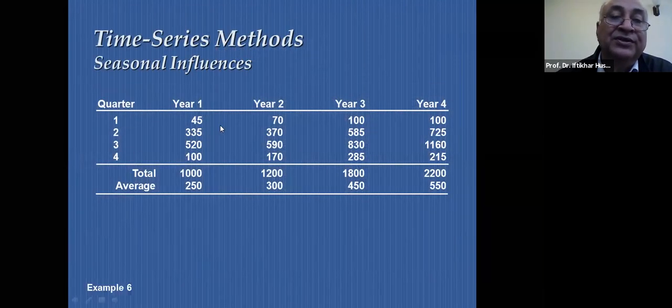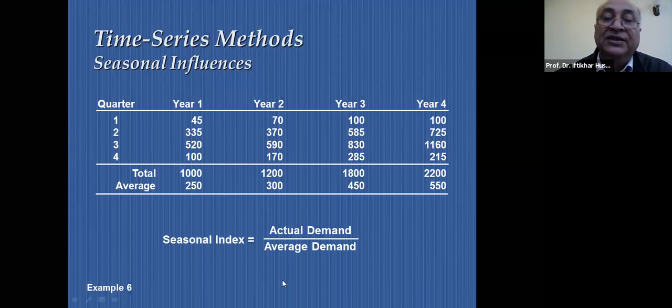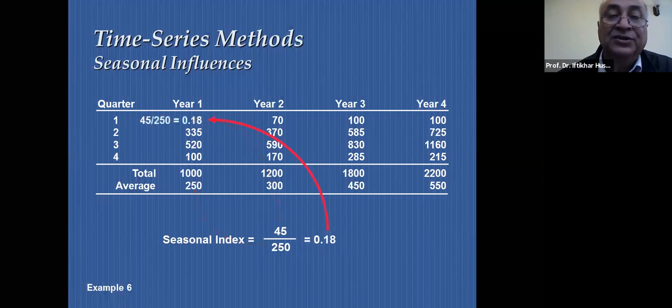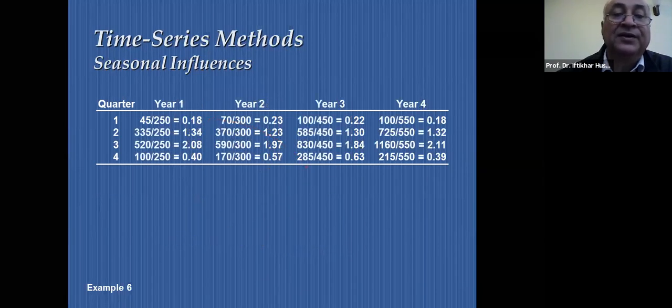So these are quarters, year-wise data, their total, their average, this divided by 4, 250, similarly year 2, year 3, year 4. The seasonal index can be calculated from the actual data divided by the average demand. So for every quarter you can calculate it. 45 divided by the average 250, similarly 335 divided by 250 and so on. And thus we get the quarter-wise indices for the 4 years.